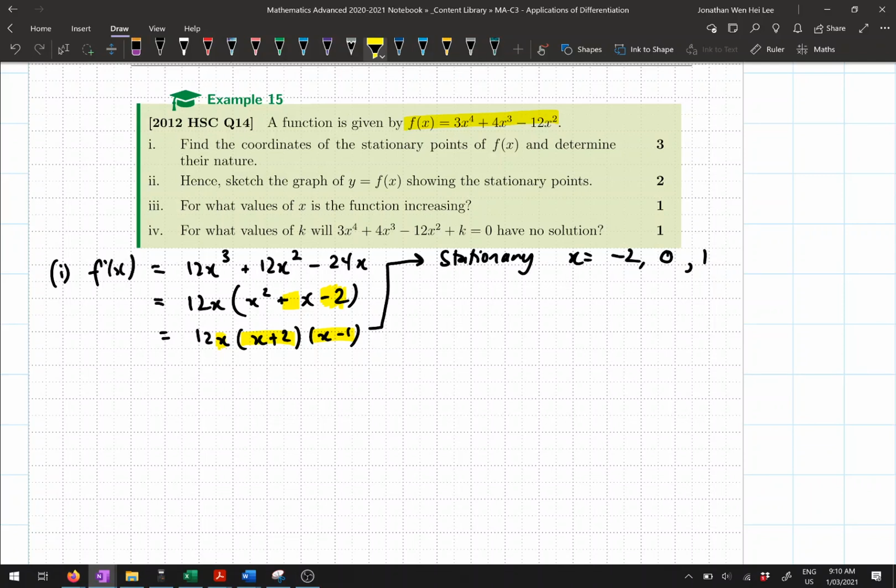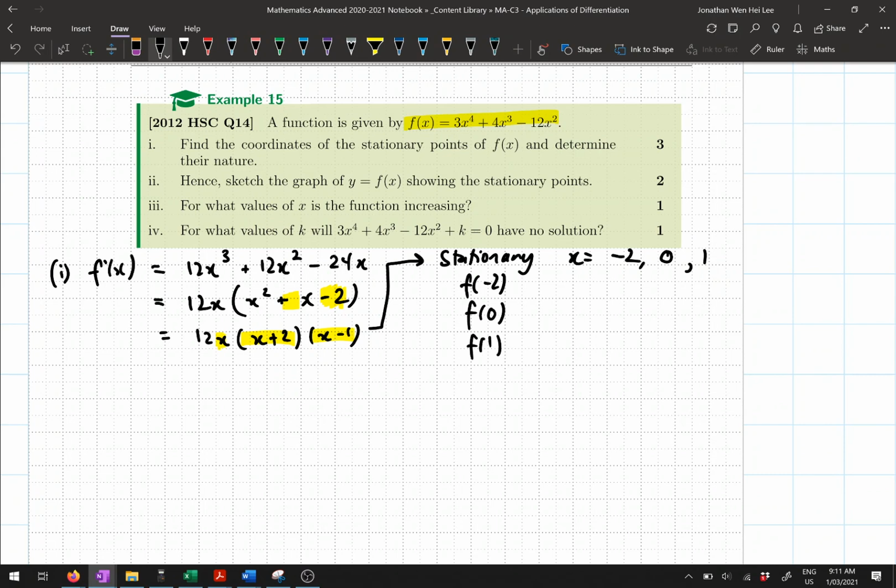What do I need to do with these values now? Sub into what, Ujin? Excellent. Okay, so Ujin said we need to sub this back into the original one. Why do we need to sub it back into the original one? Excellent. So now that we've done that, we've found the x values of my stationary points. I need to actually find my y values. So I'm going to sub all of these values back into my original functions.